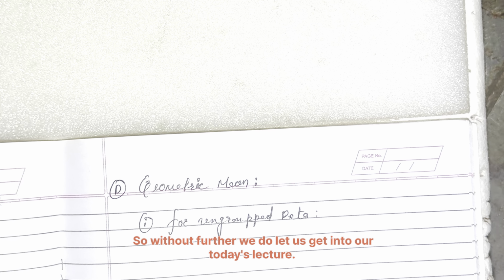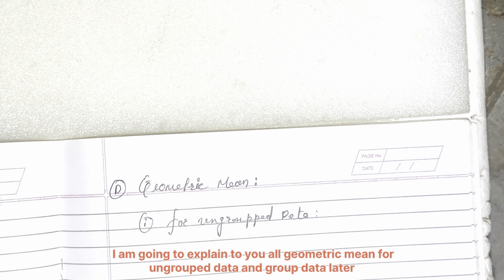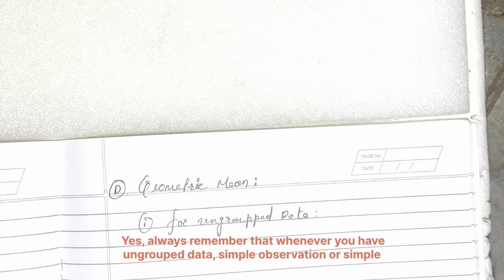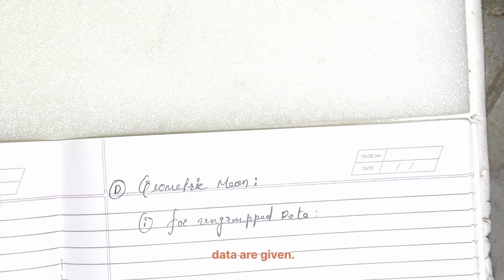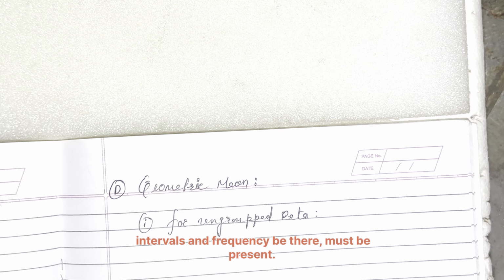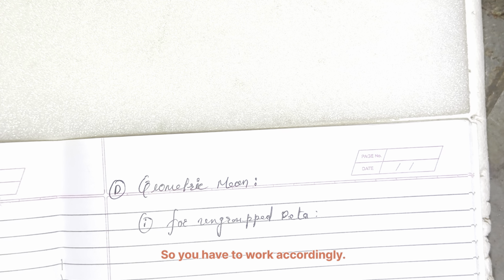So without further ado, let's get into today's lecture. I'm going to explain geometric mean for ungrouped data and grouped data later on. It is way easier, guys, not that difficult. Always remember that whenever you have ungrouped data, simple observations or simple data are given. But if you get grouped data, always remember that you will get class intervals and frequency must be present. So you have to work accordingly.